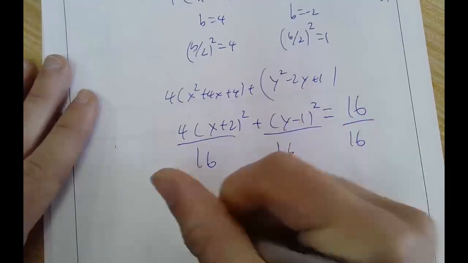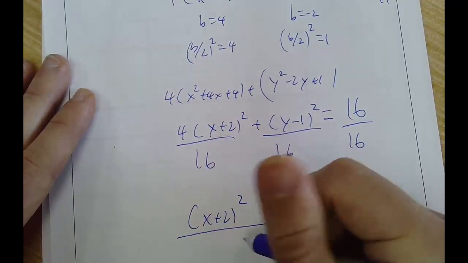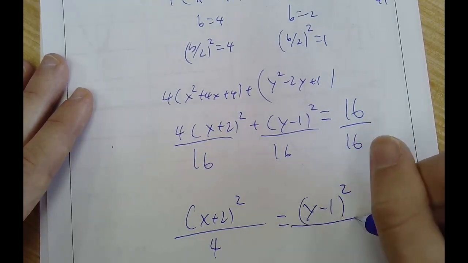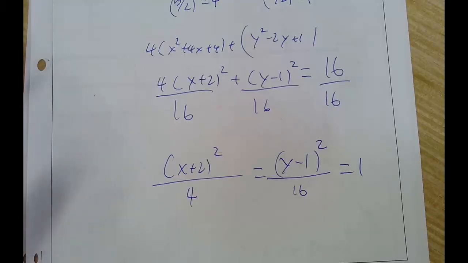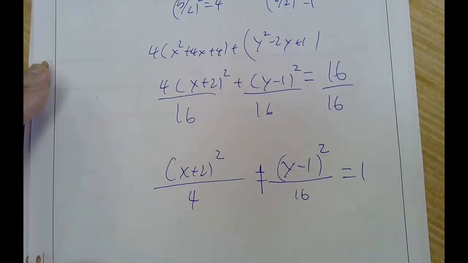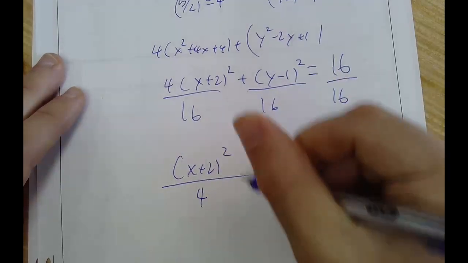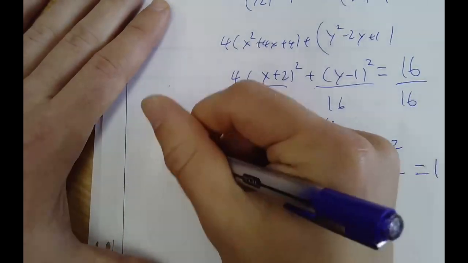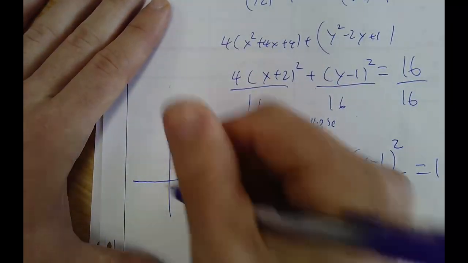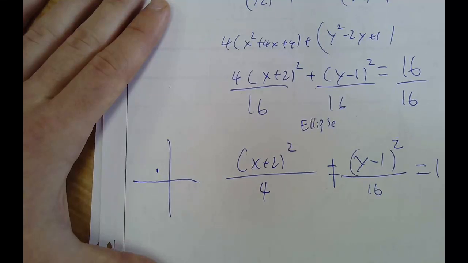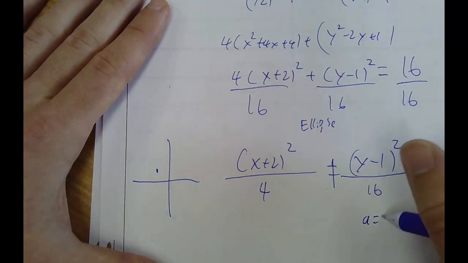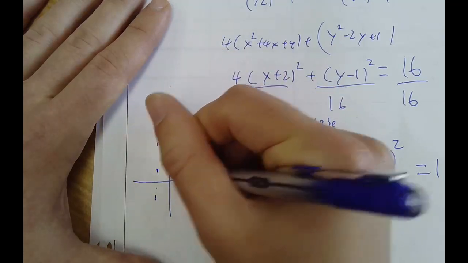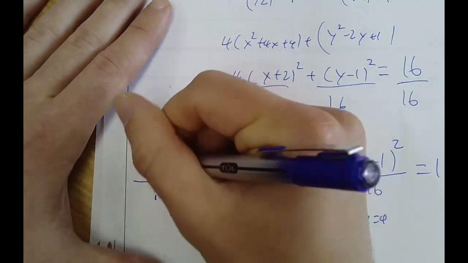Divide everything by 16, and we're going to get x plus 2 quantity squared over 4 plus y minus 1 squared over 16 equals 1. So it has to be a plus, my bad. So this is an ellipse, and we can sketch this over to the left. We have a center at negative 2, 1. We have an A of 4 and a B of 2. That means we're going to go 4 up, 4 down, 2 right, 2 left. We're going to sketch that.